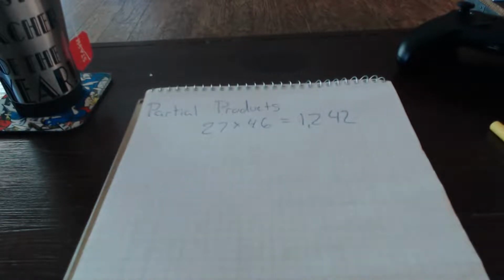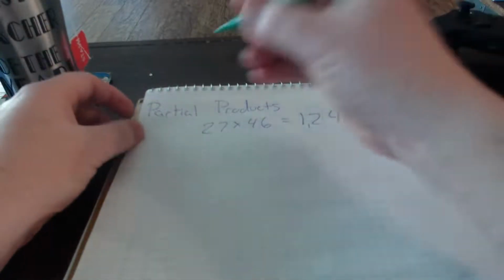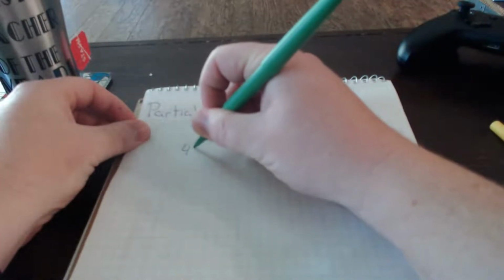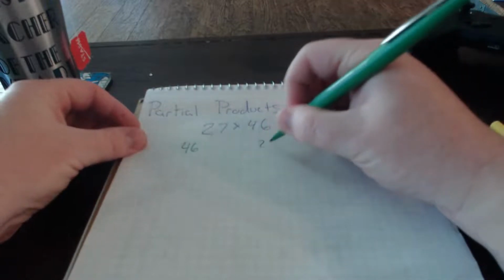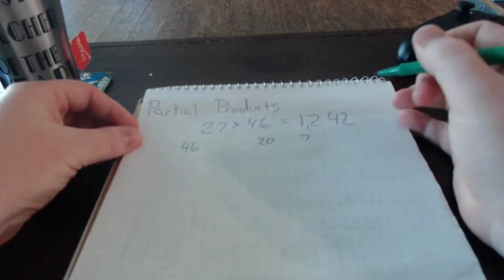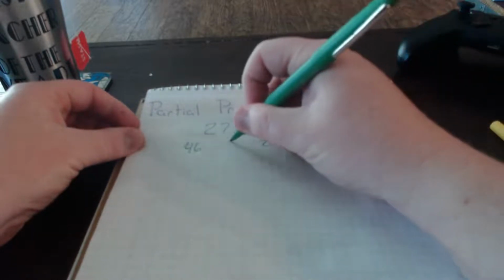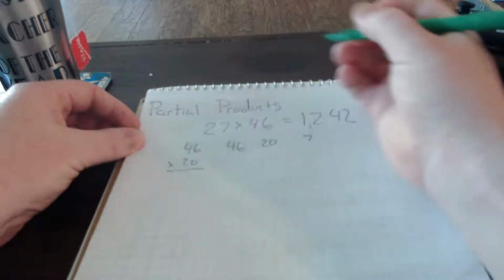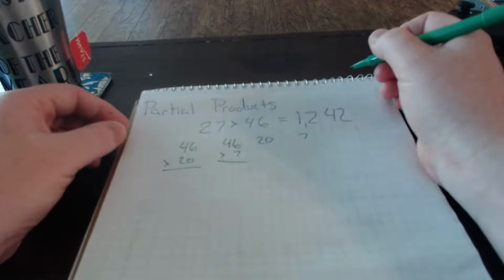So we have 46 and 27. What I'm going to do is leave 46 as is. So we have 46. But we're going to take that 27 and change it to 20 and 7. So I have that 46, and I'm going to multiply 46 times 20 and 46 times 7. Okay?